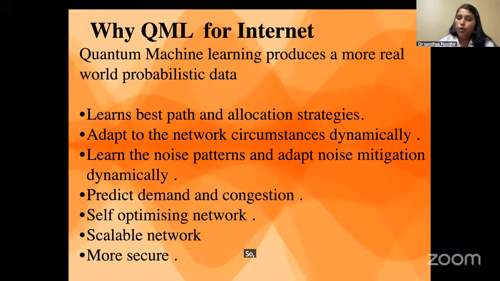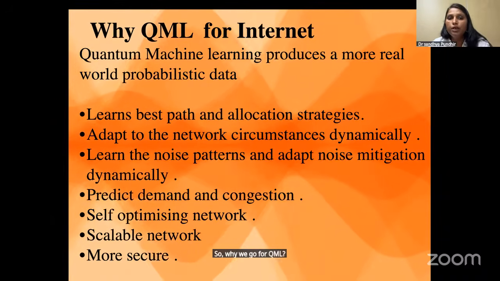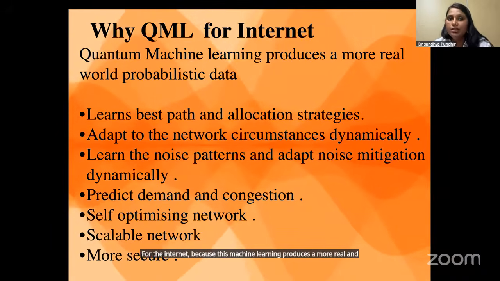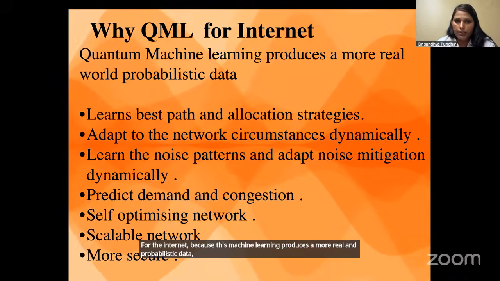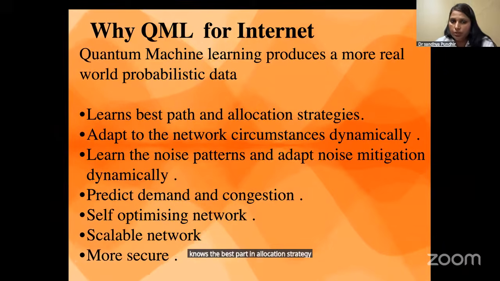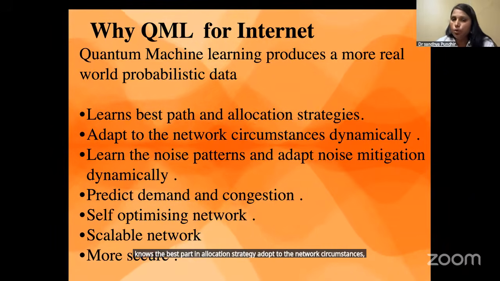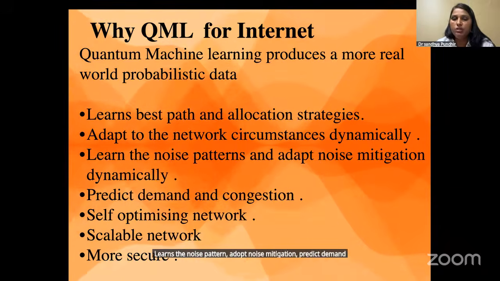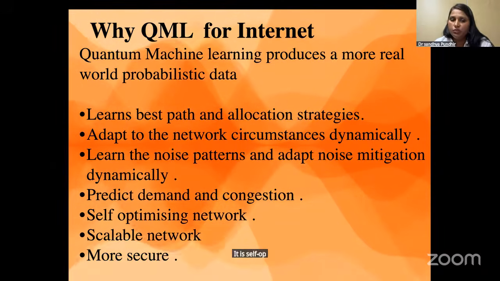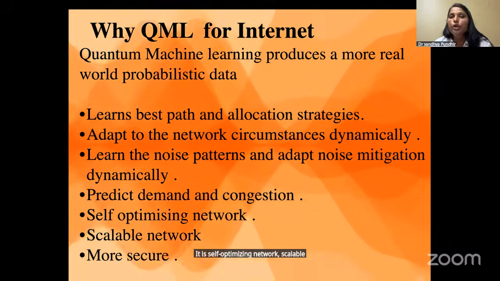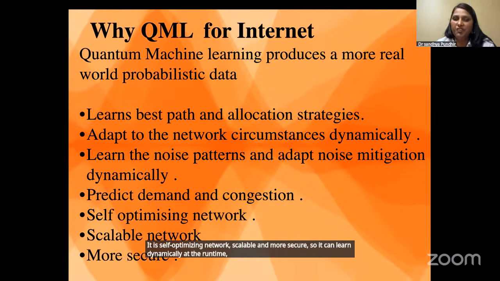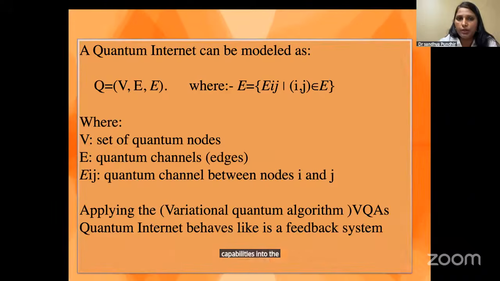So why do we go for QML for the internet? Because this machine learning produces more real and probabilistic data, learns the best path and allocation strategy, adapts to the network circumstances, learns the noise pattern, adopts noise mitigation, and predicts demand and congestion. It is a self-optimizing network, scalable and more secure. So it can learn dynamically at runtime, adopting various machine learning capabilities into quantum machine learning.